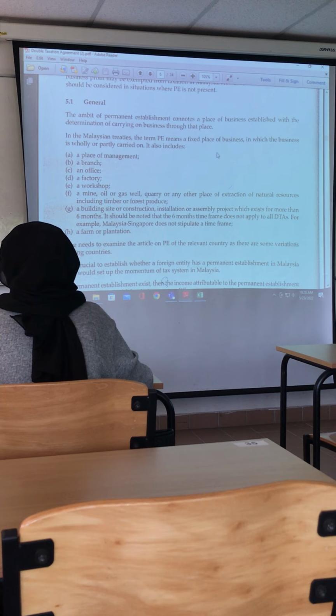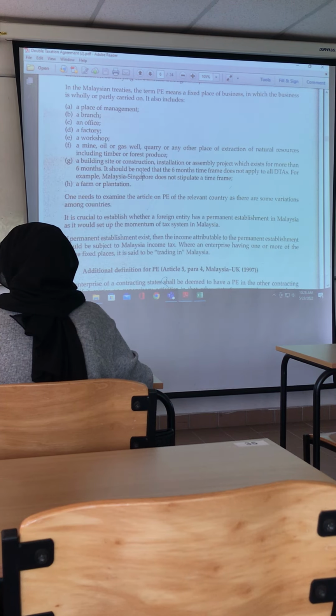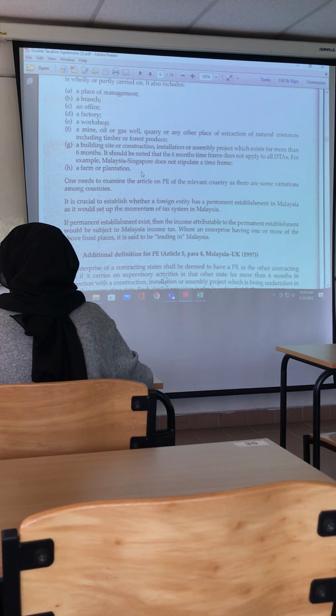Yeah. So a farm and a plantation. One needs to examine the article on the PE of the relevant country, as there are some variations among countries. It's very crucial to establish whether a foreign entity has a PE in Malaysia, as it would set up the momentum of the tax system in Malaysia. So what is the importance of having a PE in Malaysia, you have to elaborate, right? Because once you have a PE, it means that you have to pay tax in Malaysia.